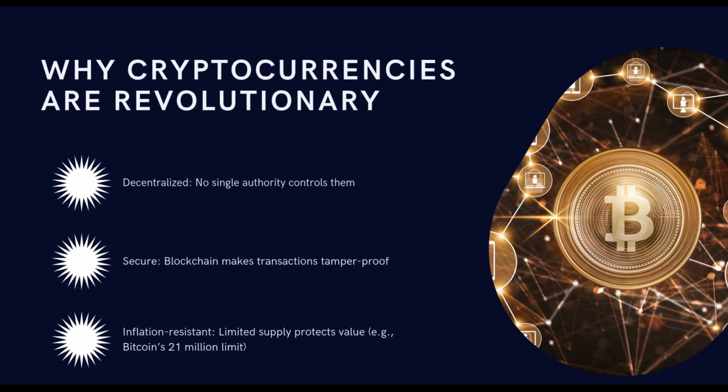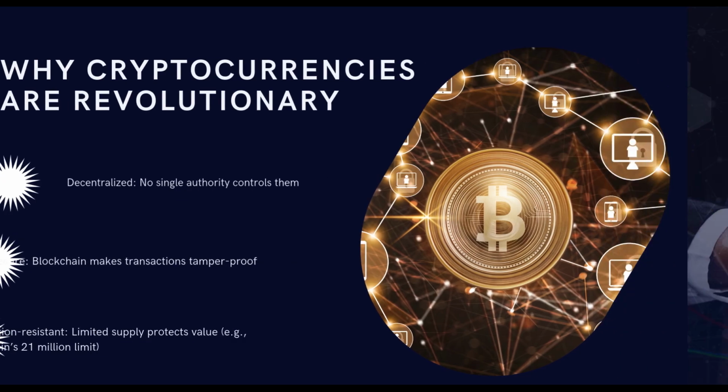Cryptocurrencies solve some of the problems of traditional money. The first is that they're decentralized. They don't rely on banks or governments, so they work independently. The second is that they're secure. Transactions are recorded on the blockchain and can't be altered. And the third is that they're inflation resistant. Many cryptocurrencies, like Bitcoin, have a limited supply, which helps protect their value. These features make cryptocurrencies a major innovation in the evolution of money.